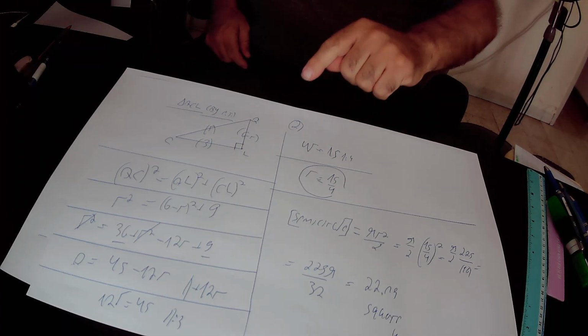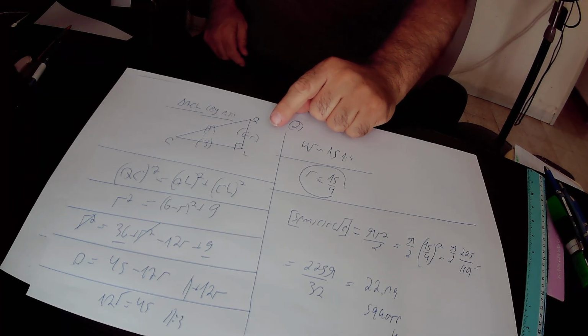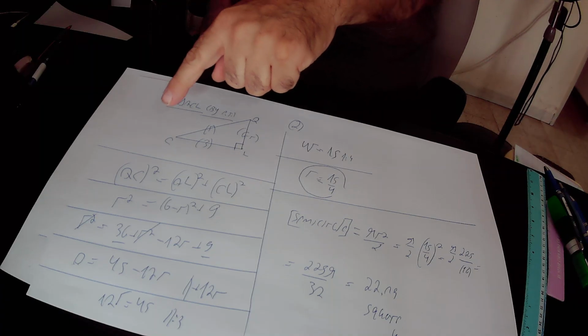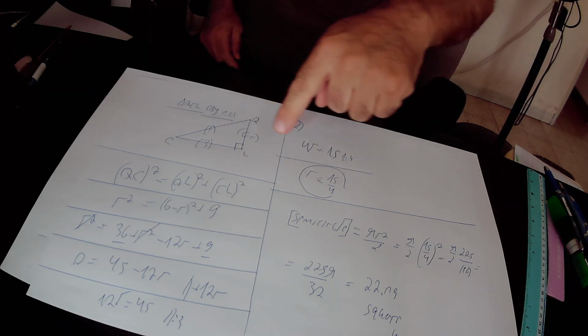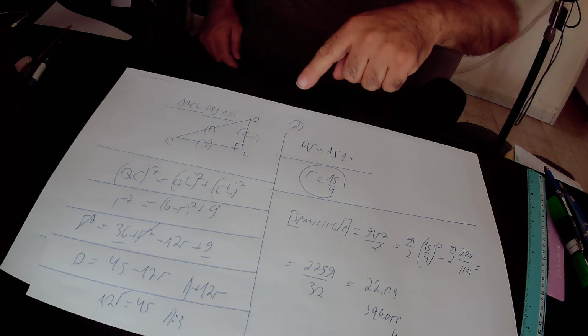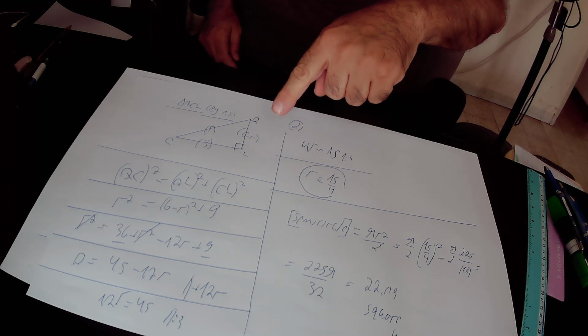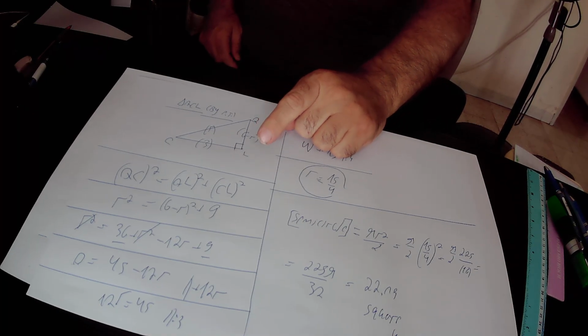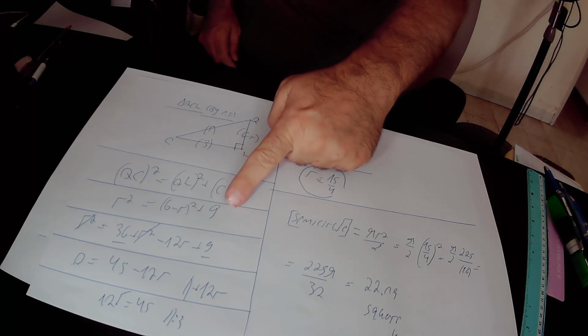Actually, this is the right triangle QCL from the original drawing. In this right triangle QCL, according to the Pythagorean theorem, QC squared, that is the square of the hypotenuse, equals QL squared plus CL squared. QC is R, therefore QC squared is R squared, and it equals QL squared. QL is 6 minus R, therefore QL squared is (6 minus R) squared, plus CL squared. CL is 3, therefore CL squared is 3 squared, that is 9.